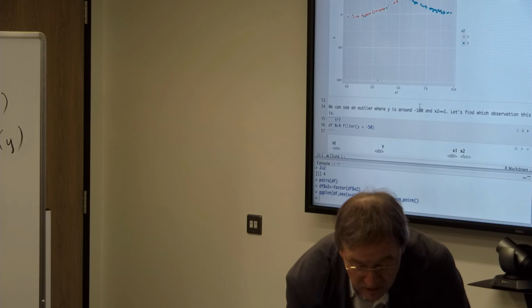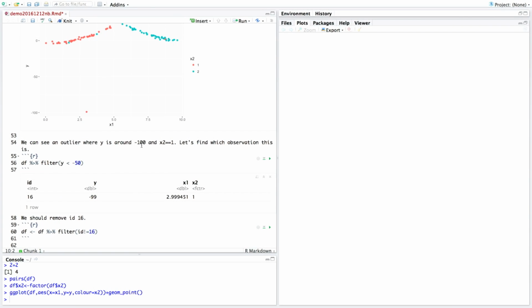So a bit more text. So we can see that there's an outlier around minus 100, and also where x2 is equal to 1. So let's find that observation.